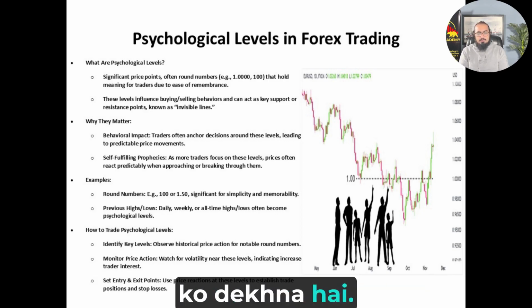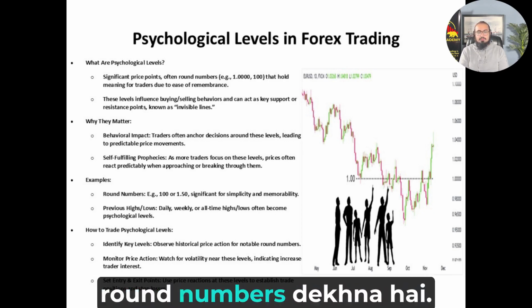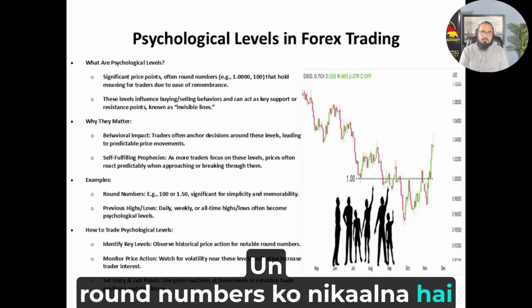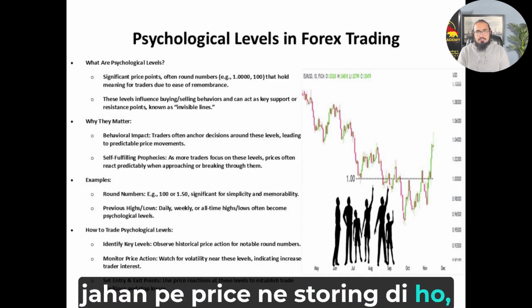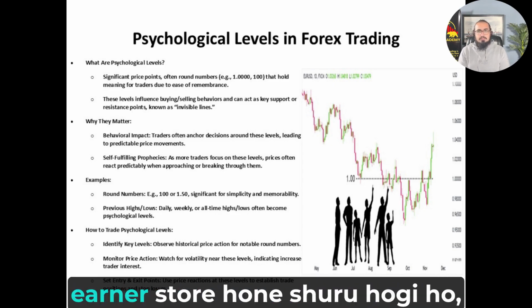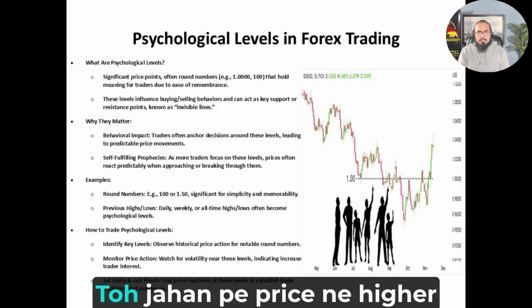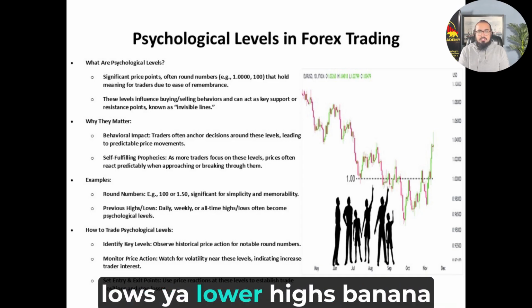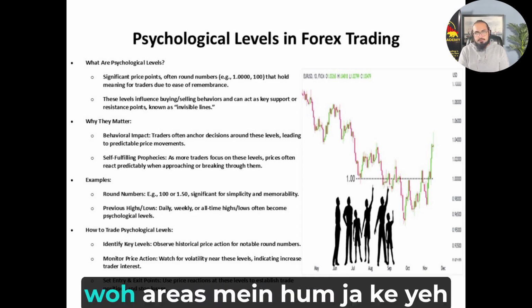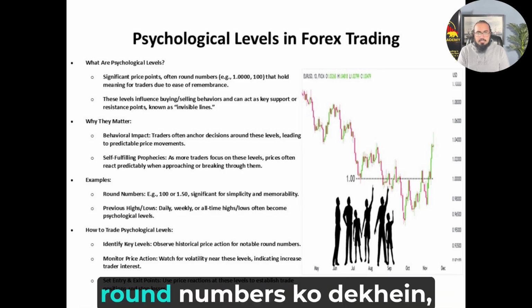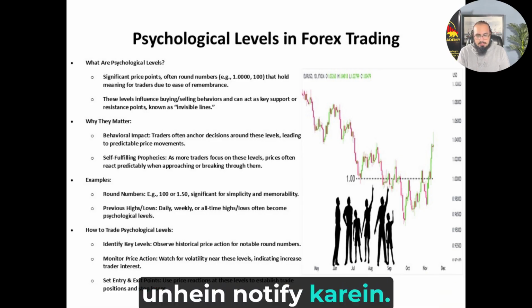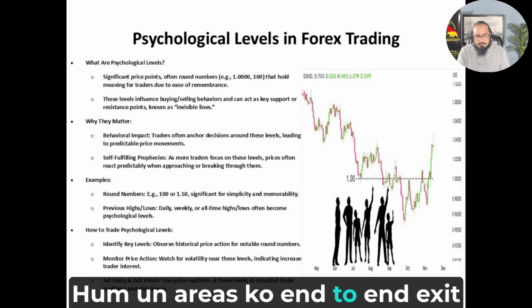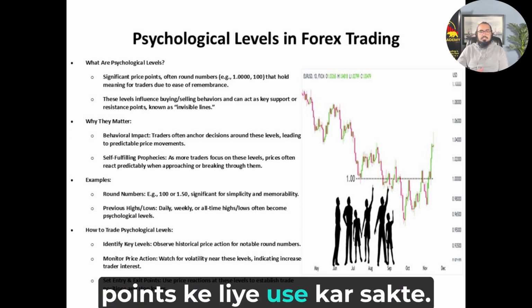In the same way, we have to look at history. We need to go back in history and look at notable round numbers, identify those round numbers where the price stalled, where the price started to consolidate or slow down, where the price stopped making higher highs and higher lows, or daily or weekly highs. In those areas, we go and look at these round numbers and note them. We can use these areas for entry and exit points.